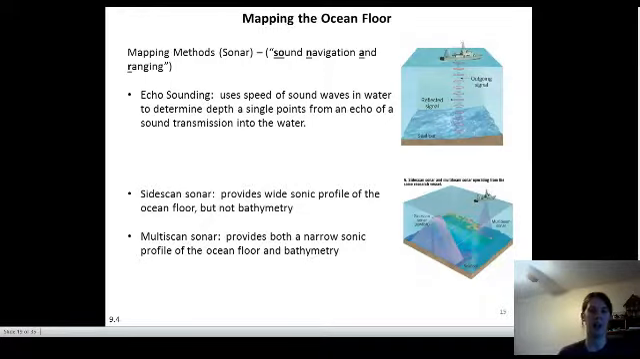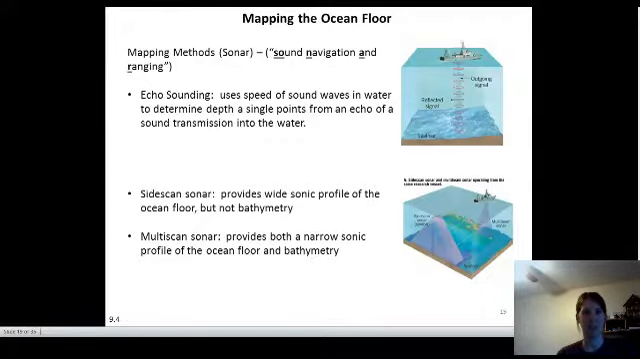There are a variety of methods used for mapping the ocean floor. You can use sonar, which stands for sound, navigation, and ranging. You can use echo sounding, a type of sonar. This uses the speed of sound waves in water to determine depth at single points from an echo of a sound transmission in the water.